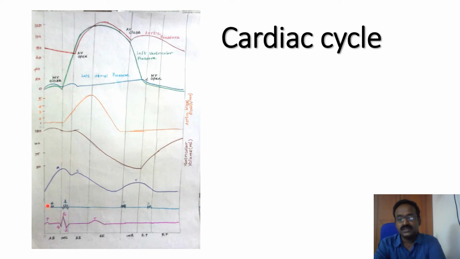inflow of the blood during the atrial systole. Only 20% of the ventricular filling occurs during the atrial systole; 80% occurs during the rapid filling and reduced filling. Ventricular pressure is also the same, and aortic pressure is also flat during the atrial systole.